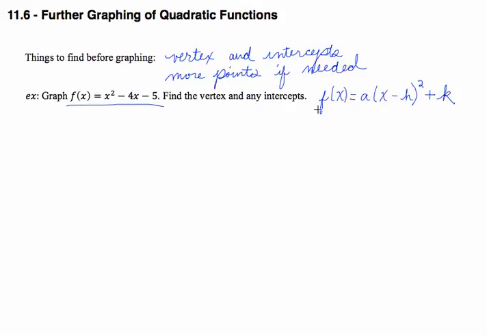This is the form that we were working with in the previous section. Remember, this has a vertex at the point h comma k, which means it's been shifted h units to the right or left and k units up or down. And this a tells us if it has been stretched or shrunk and whether it opens up or down.